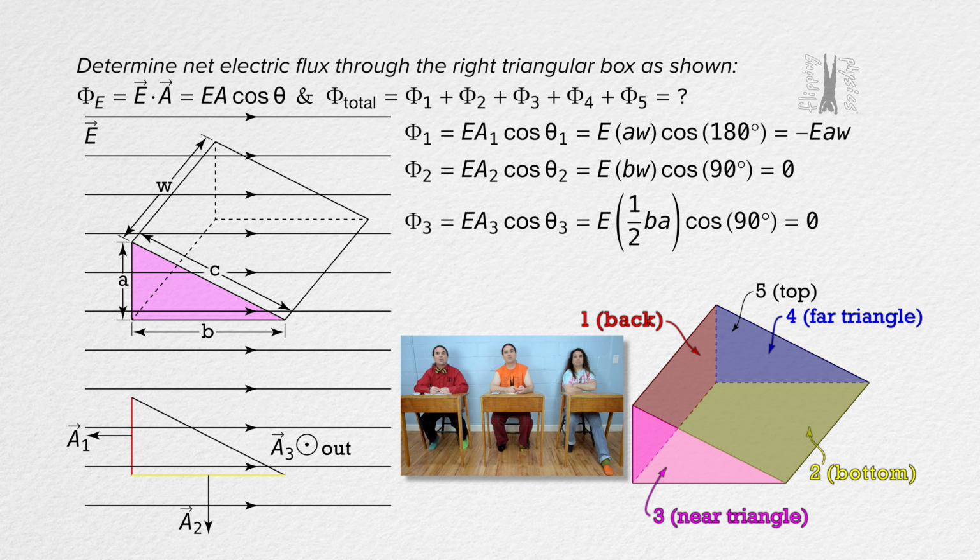Actually, the same is true for area 4, the triangle which is farthest from us. No electric field lines pass through area 4, so the electric flux through area 4 is also 0. And the area vector for area 4 is into the screen, and the angle between into the screen and to the right is 90 degrees. So the math for the electric flux through area 4 also gives us 0 flux.